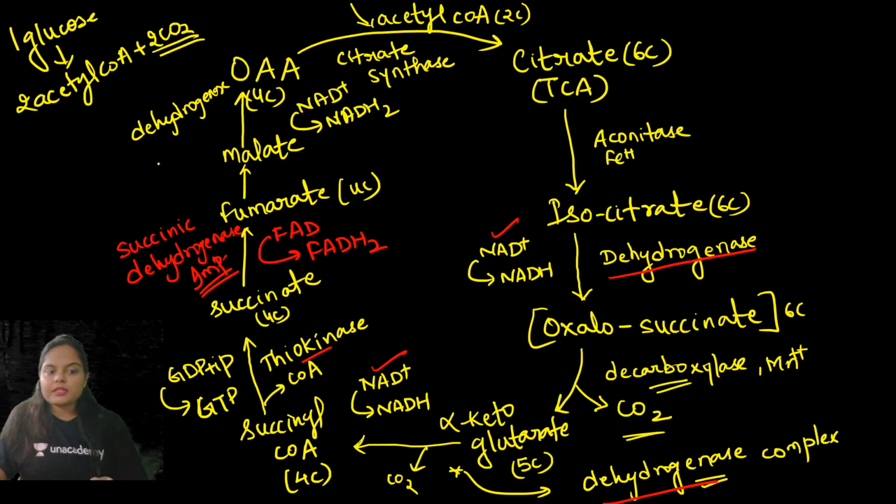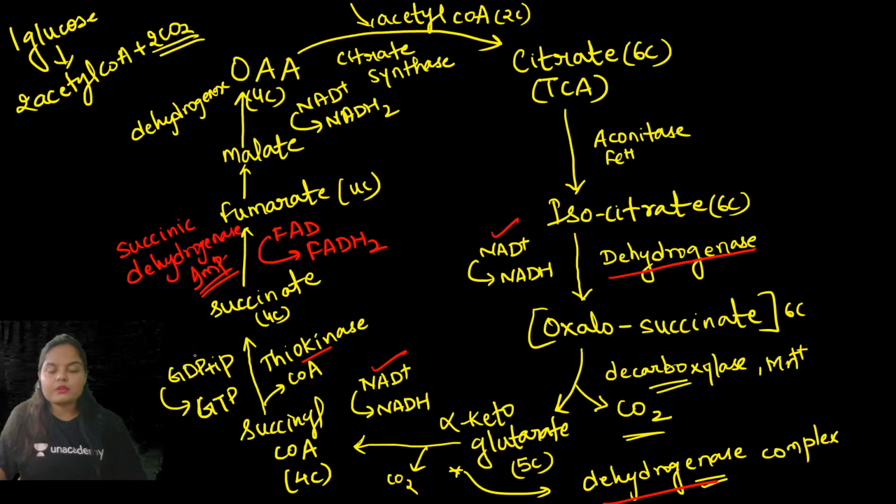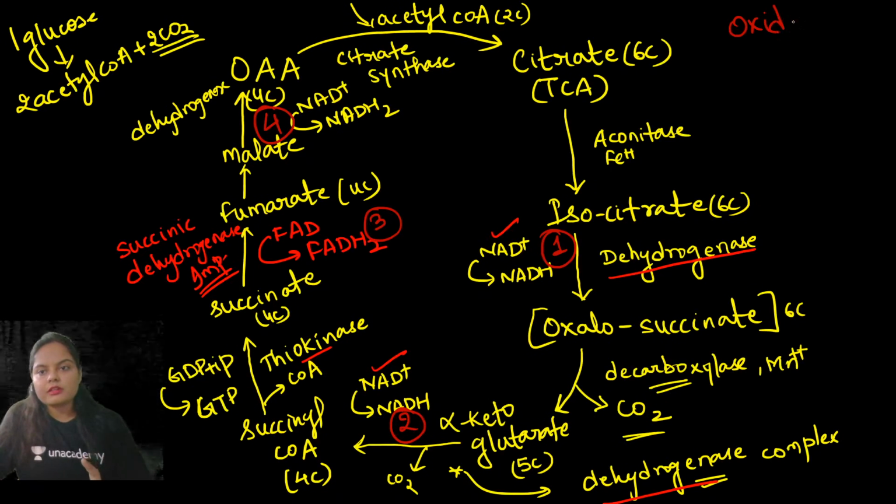So this is how the Krebs cycle takes place in the matrix of the mitochondria, and let us see what are those sites where the process of oxidation has taken place. This is the first reaction where oxidation has taken place. Now this is the second reaction, this is the third reaction, and this is the fourth reaction where oxidation has taken place. So oxidation is taking place a total of 4 times.